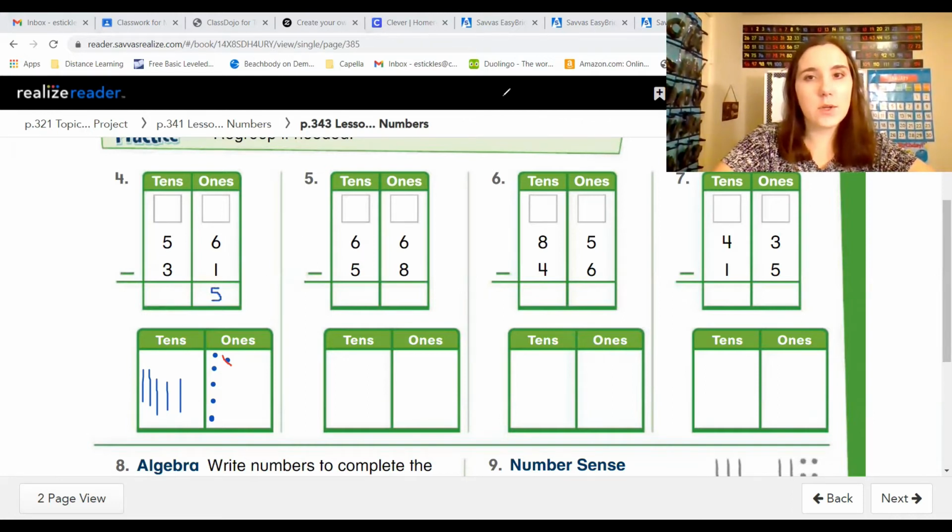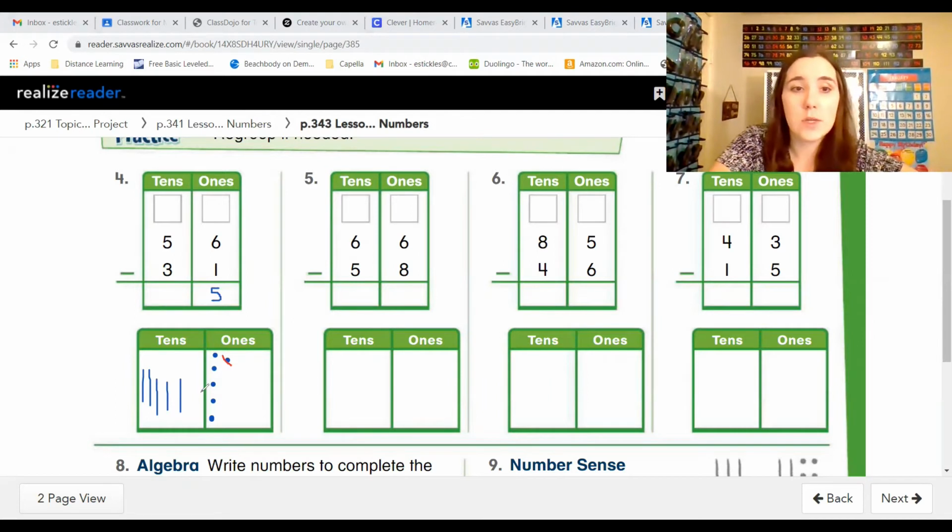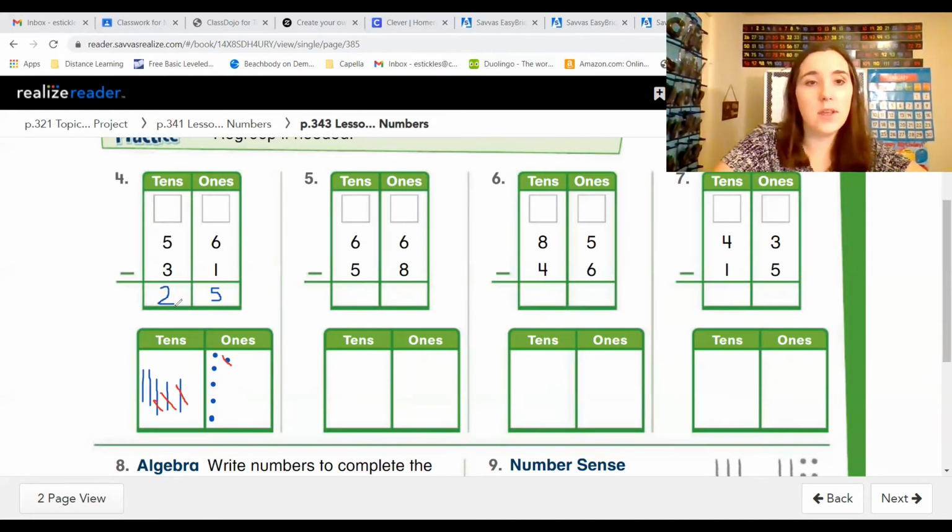And then for our tens, we're going to do the same thing. 5 tens minus 3 tens. If I cross them off down here, 1, 2, 3, those 3 that we're subtracting, I have 1, 2. I have 2 tens left. So my answer, my difference to 56 minus 31 is 25. Nice and easy. You don't always have to regroup, so make sure you double check before you start regrouping, okay?